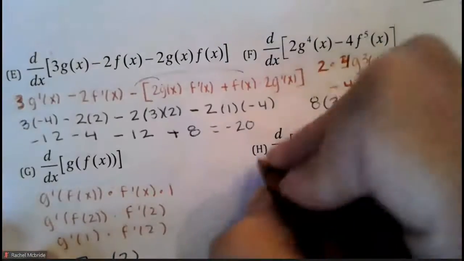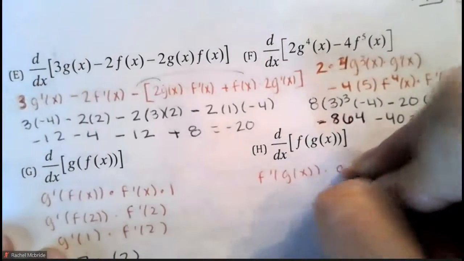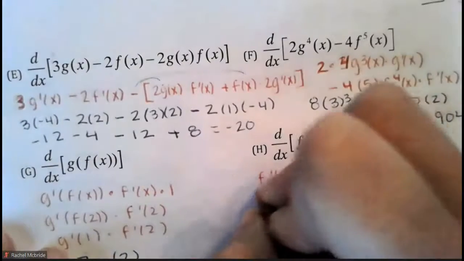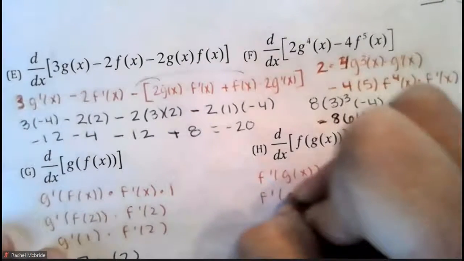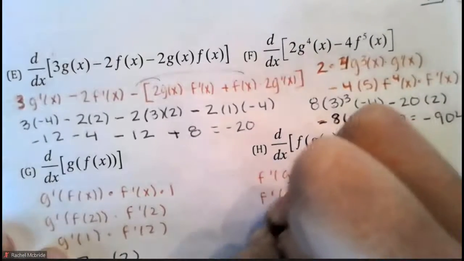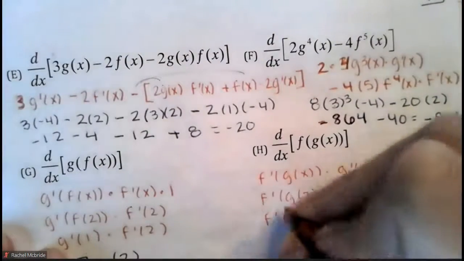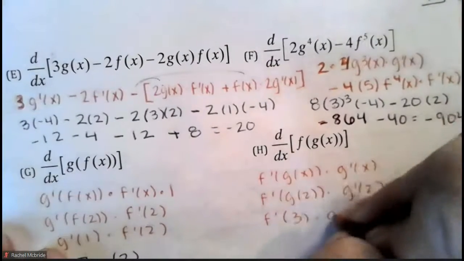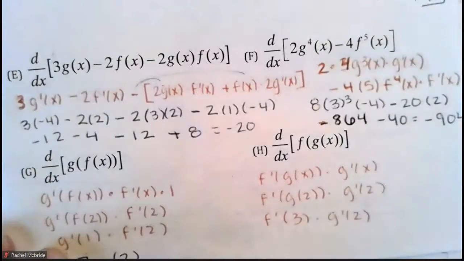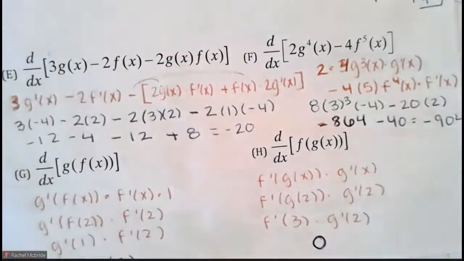Letter H, this is f prime of g of x times g prime of x, and then f prime of g of 2 times g prime of 2, which is like f prime of g of 2 is 3, so it's f prime of 3 times g prime of 2, which makes our final answer 0, because the derivative of f at 3 is 0.